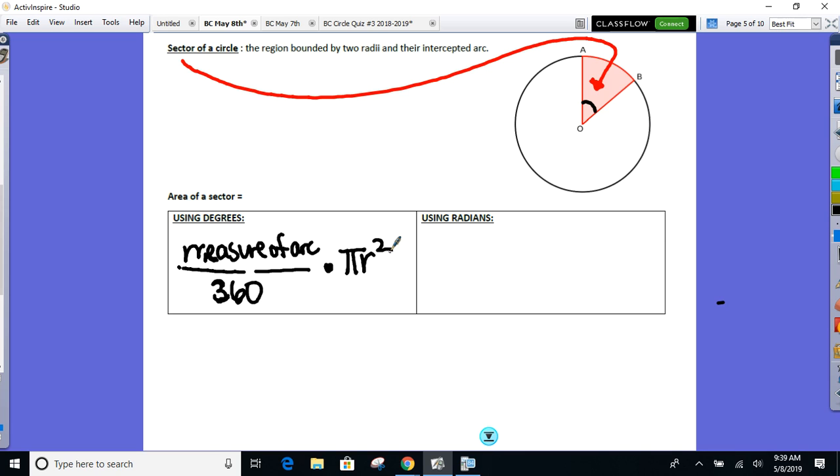If it's in radians, again, I'm going to give this to you. If you want to use it, fine. If not, it's up to you. Ready? If the angle's in radians, I'm going to do 1/2 r squared theta. And just a reminder what theta is. That's the angle measure, but it's got to be in radians. Okay, that's the angle in radians.